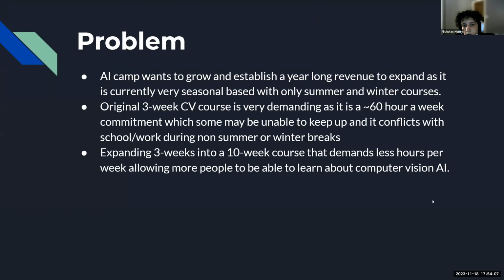So for our problem, basically AI Camp wanted to grow and establish a year-long revenue to expand, as it's currently very seasonal based with the summer and winter courses, because the original 3 week CV course is very demanding. It's about 60 hours a week of commitment, which many may be unable to keep up with. And also the time of it conflicts with school and work when it's not during a summer or winter break. And basically, we were tasked with expanding the 3 weeks into 10 weeks so that they would demand less hours per week.